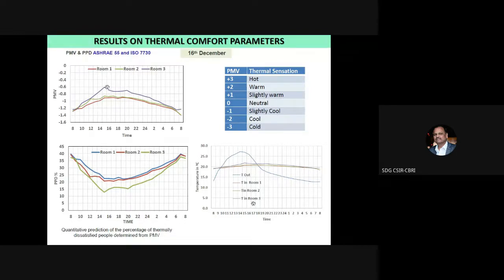That shows that because of the heat gain through the roof, we are getting a little bit of comfort, or a neutral thermal sensation, whereas in room 3 we are not getting it. Similarly, consider the PPD, the qualitative prediction of the percentage of thermally dissatisfied people, given in terms of percentage. We can see 40% dissatisfaction during the early morning hours, and during the daytime the dissatisfaction is less than 20%.